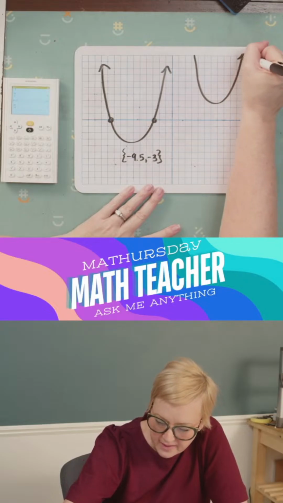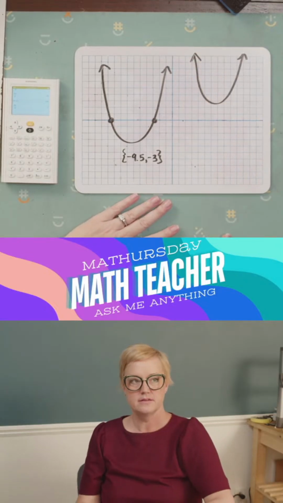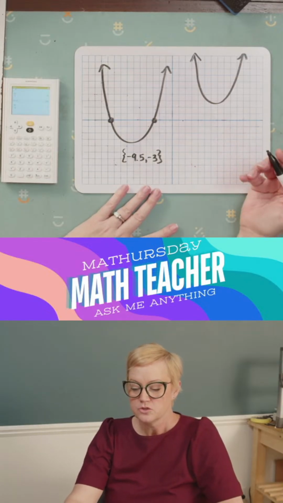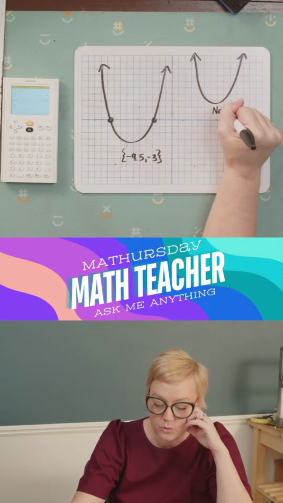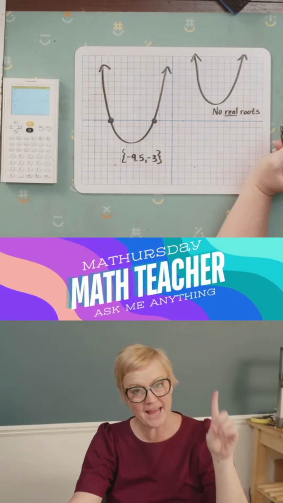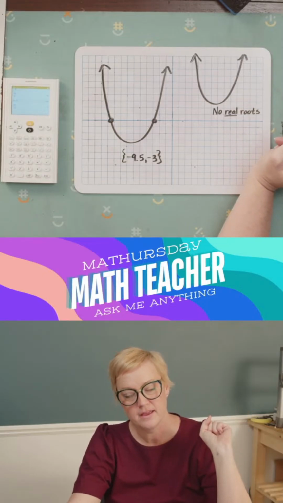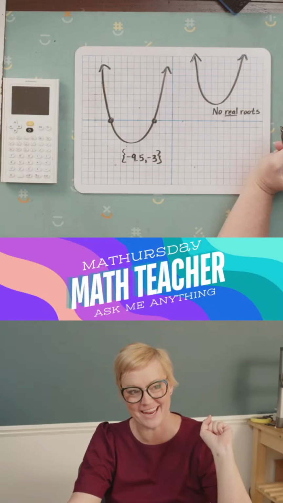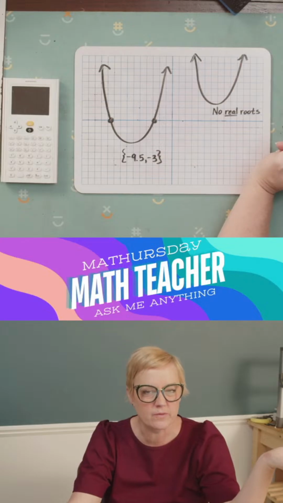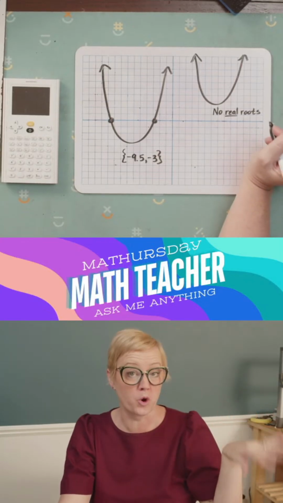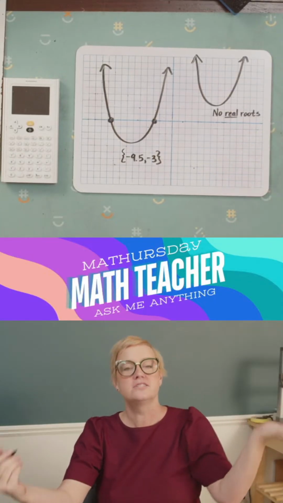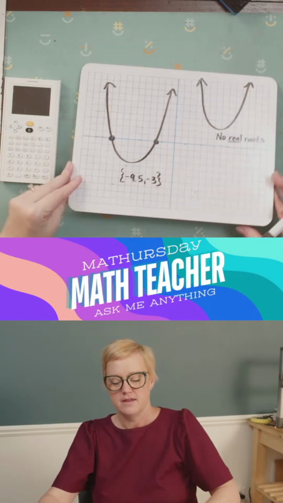If you have something like this, it doesn't cross the x-axis, so there are no real roots. But that doesn't mean I can't solve them, because mathematicians decided that if we could just work with square roots of negative numbers, we could still get these imaginary roots. They're just not really there on the graph. So we have imaginary numbers.